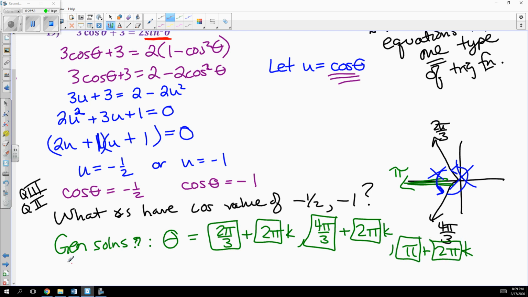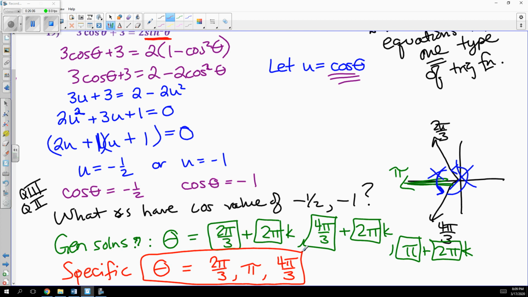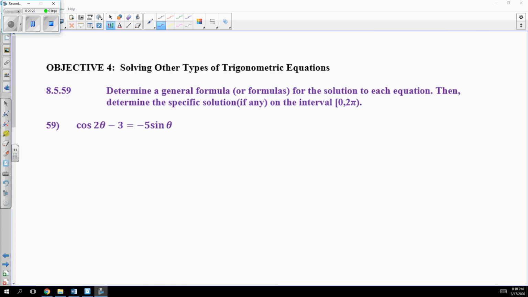And then your specific solutions are the ones that we already found. Theta equals 2 pi over 3, pi, and 4 pi over 3. And then you're done with that one. Just look out for when you have extra stuff. The main thing is you're going to have to figure out what you can substitute there a little bit. And then moving on to page 221, take a second, catch your breath. I'm going to move on to page 221 in 1 second.